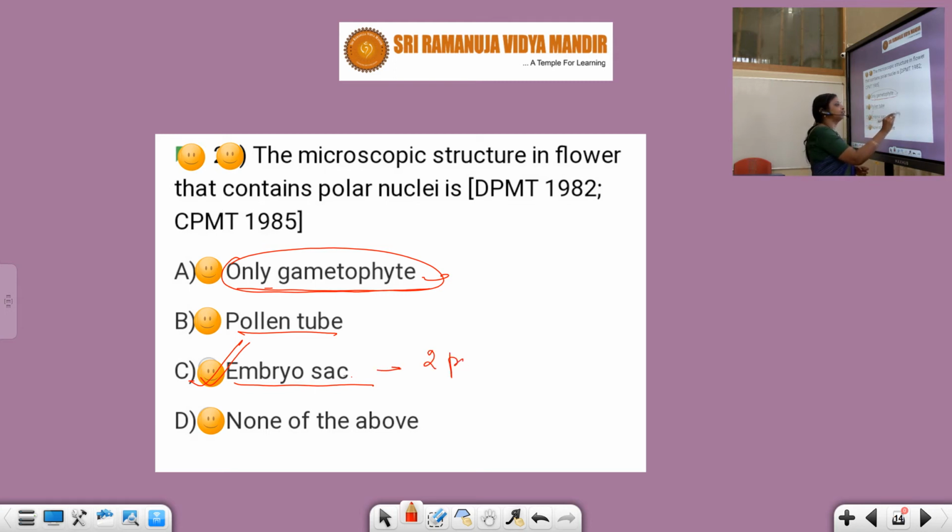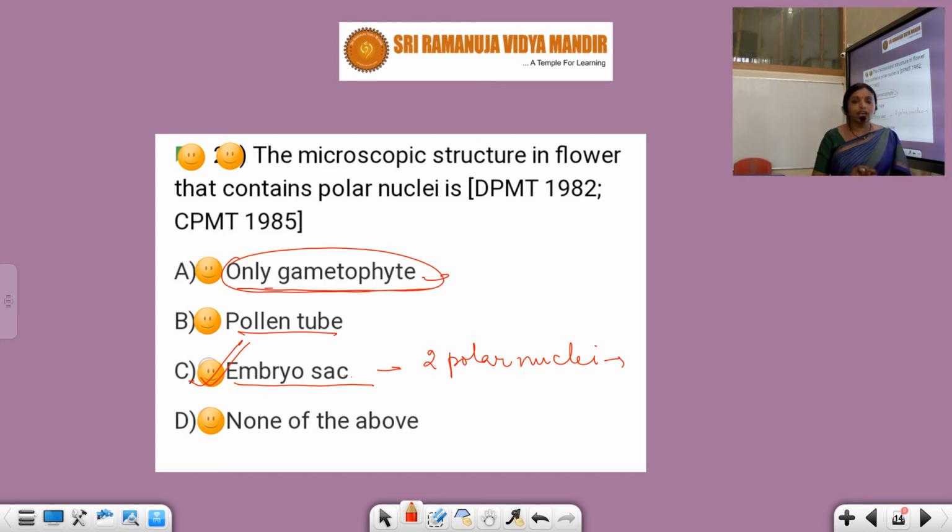Two polar nuclei later fuse and form the secondary nucleus or central cell, which is the largest cell in the embryo sac. You have to remember this point, because many times the question is: which is the largest cell in the embryo sac? Egg cell. In the egg apparatus, egg is the largest, because two synergids and the egg are present.